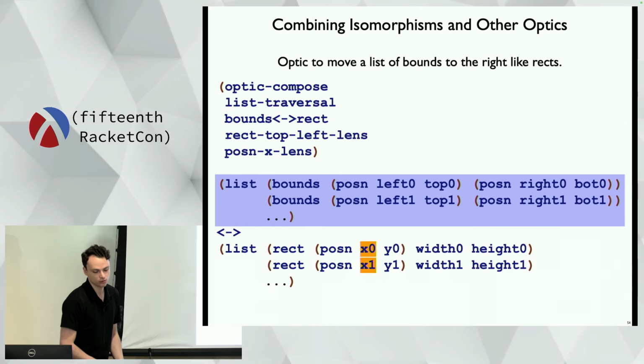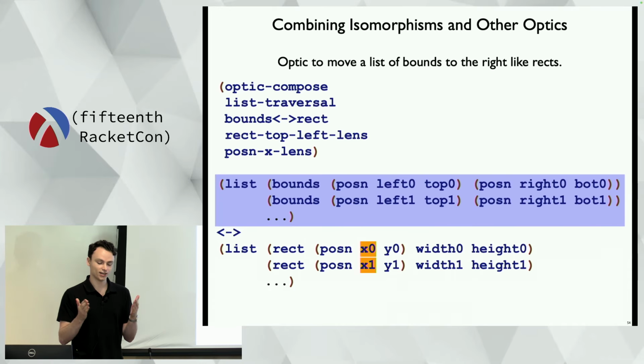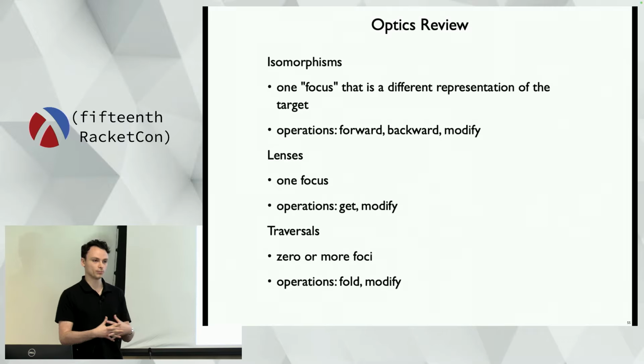And taking this one step further, we can compose that whole thing with list traversal. So now it targets a list of bounding boxes, and it focuses on the x values of the rectangles that those bounding boxes are equivalent to. So if you wanted to move a list of bounding boxes to the right, this is the optic that you would use. Now, let's review. Isomorphisms are good for when you have equivalent data representations, and lenses are good for fields, and traversals are good for collections, but where the real power comes from is when you compose all of these things together.